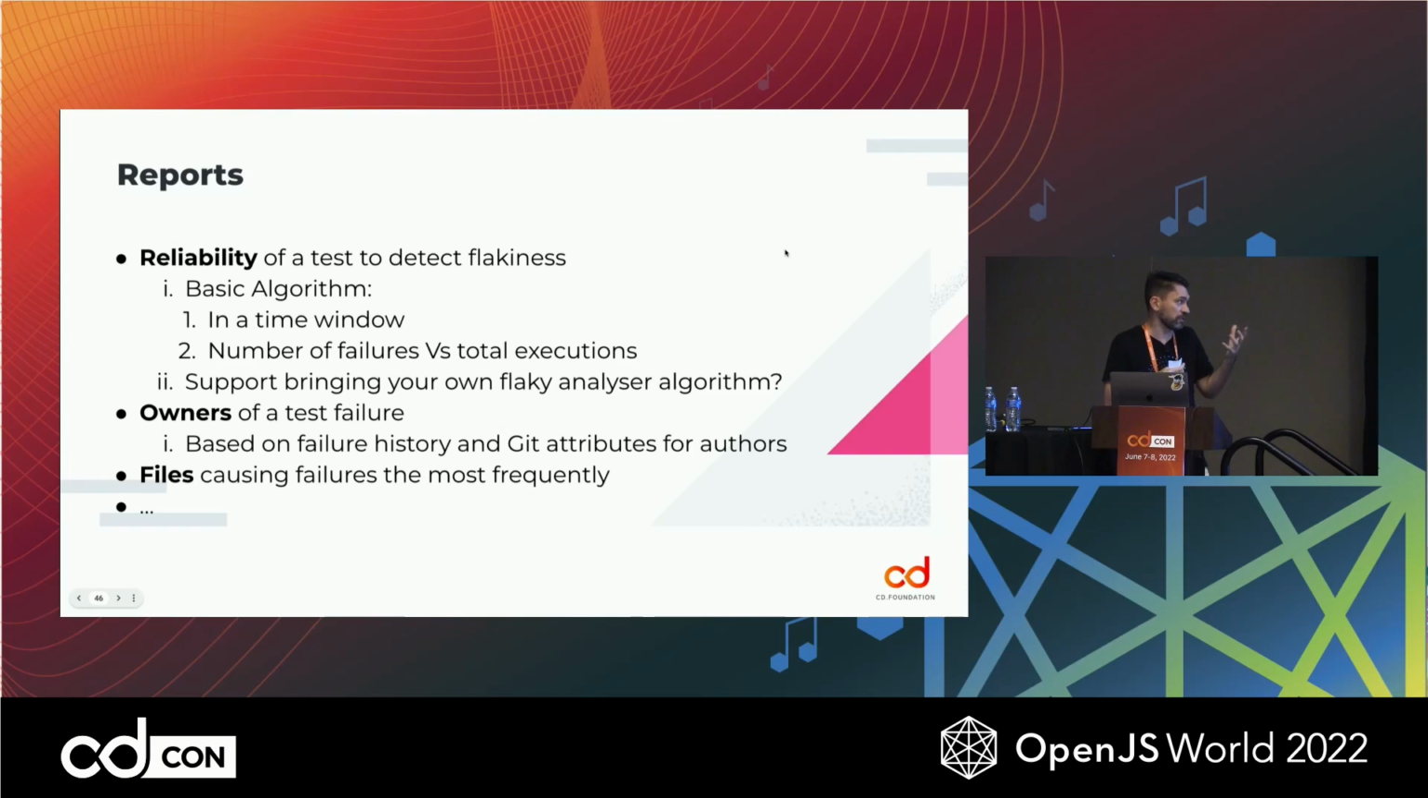The second report that we are interested in is selecting the owners of a test failure. So based on the history of a failure, we inspect the Git attributes about authors, committers, etc., and try to identify who could be the closest to resolve or to track the execution. Also about the failures, which files are more likely to cause a test error, for example, or which files are closer to this test failure.